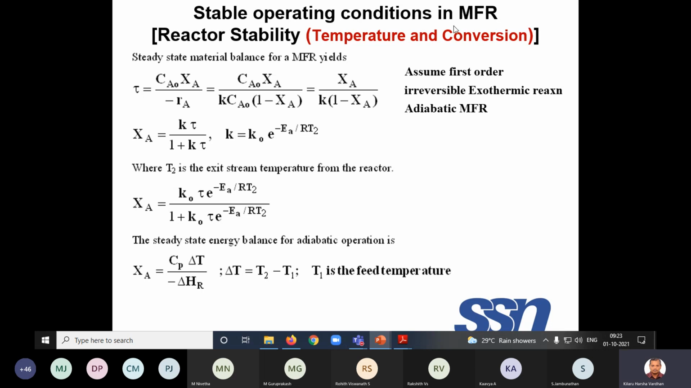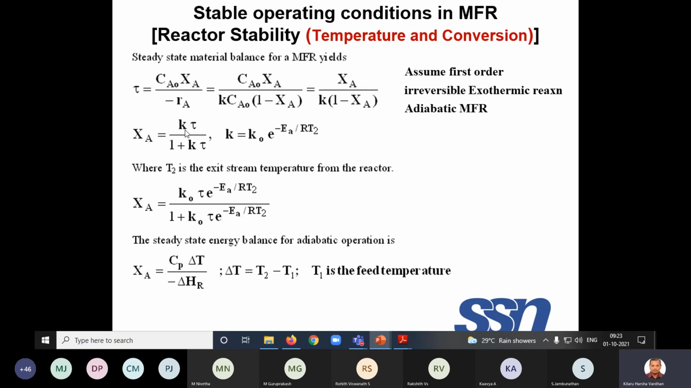Now for an MFR, you see how we have to include this particular thing. This is the design expression for MFR. Now, if you put Ca naught Xa by Ra, with first order Ra equal to K into Ca, so K Ca naught cancels, and you are getting this. Now, if you write in terms of Xa, it is K tau by 1 plus K tau. This is what we discussed earlier itself.